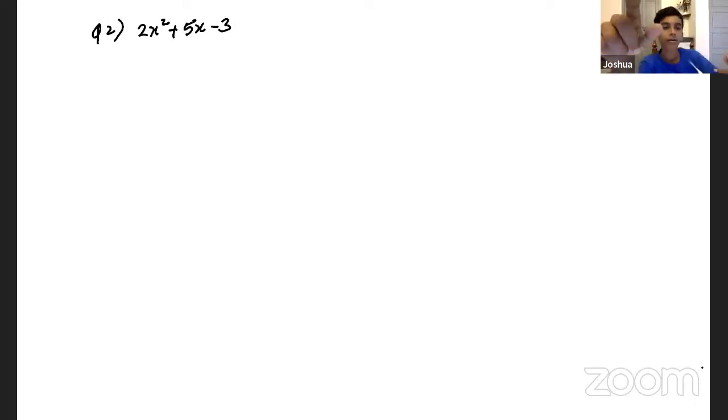I've done the same symbol, but I haven't done 2x squared plus 5x minus 3. You're not able to do it. Do you want me to do it? I didn't understand. Okay. So you can do one thing. You just tell me the steps which we followed in the previous classes. Then I will write these steps and we'll check what the answer is.